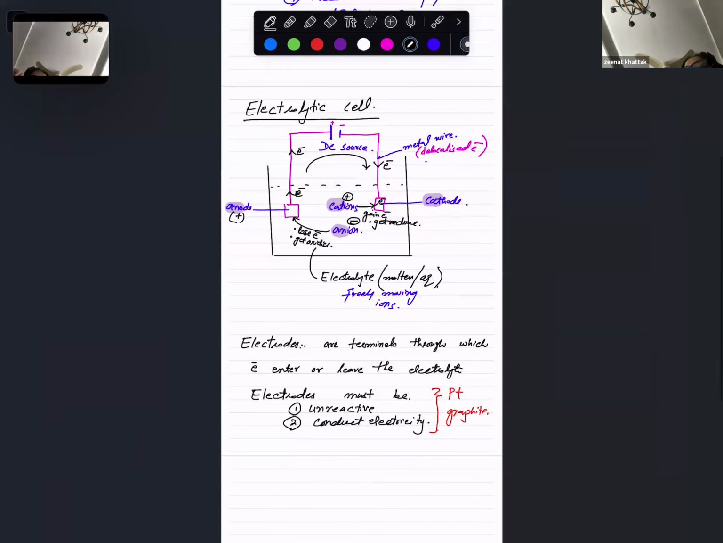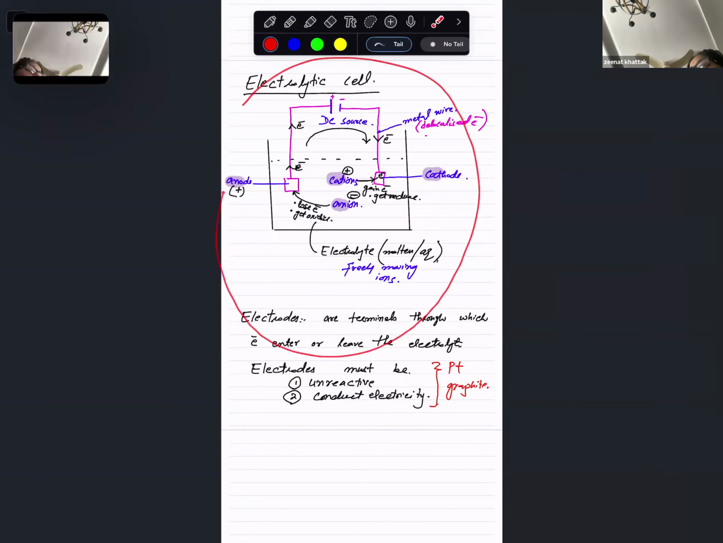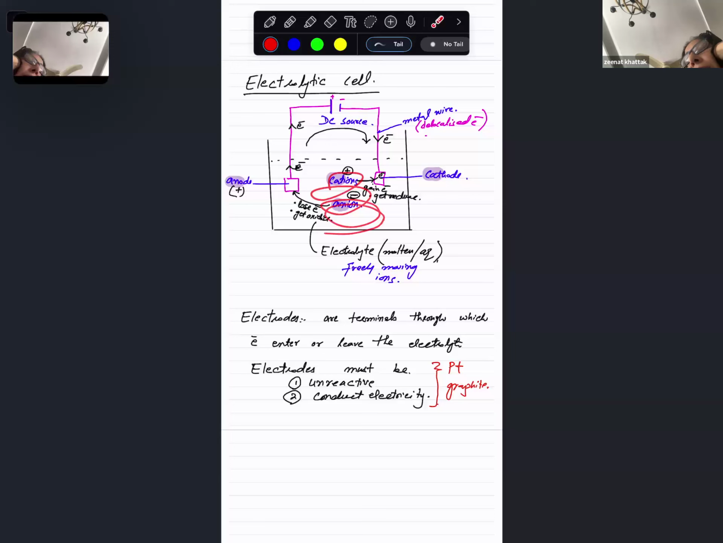So during the whole process, electricity is coming from the DC power source. There are cations and anions. These are electrodes. These are connecting wires. They bring the electrons in and out. They enter through these electrodes. And now the anion loses electrons. The electrons go all the way from anode toward cathode, where they are accepted by the cation. So electrons lost by the anion are electrons gained by the cation.